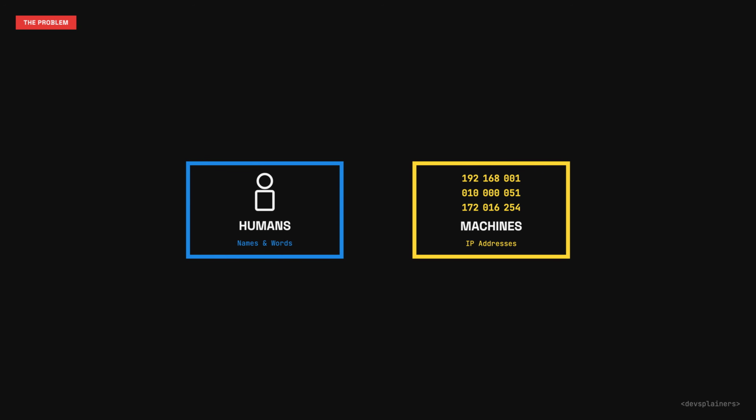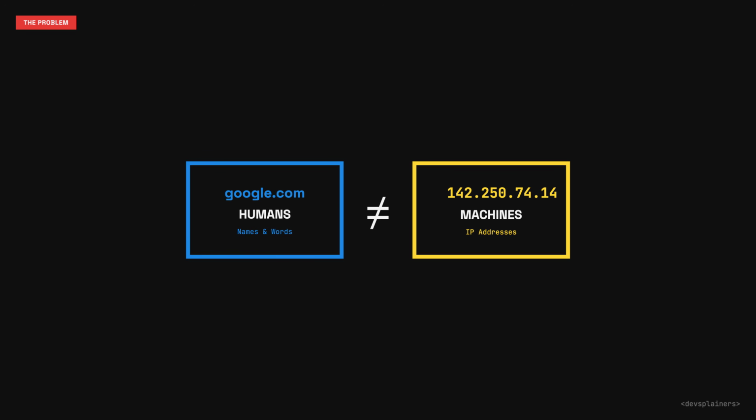You use it every time you open a tab. You probably haven't thought about how it actually works. DNS exists because humans are bad at remembering numbers. Computers don't care about google.com, they care about IP addresses. But expecting humans to memorize something like 142.250.74.14 for every site? Not happening.